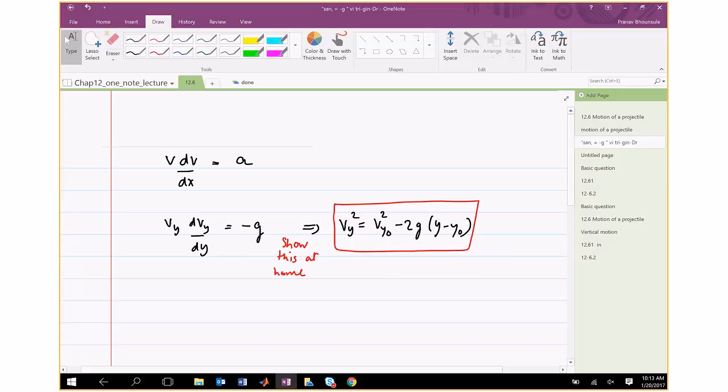And as I said, this is a very useful formula only if you're not interested in knowing the absolute time. If you know y0 and you know vy0, then you can find y as a function of distance moved. Any questions on that?